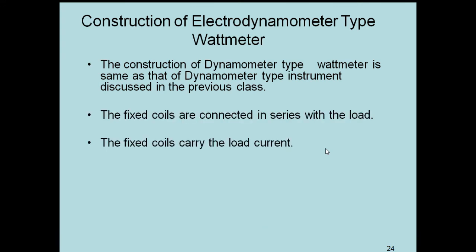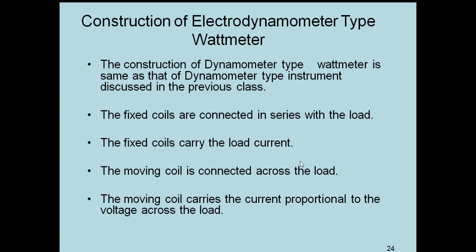Construction of electrodynamometer type wattmeter. The construction of a dynamometer type wattmeter is the same as that of a dynamometer type instrument. The fixed coil is connected in series with the load, and this coil carries the load current. The moving coil is connected across the load, and this moving coil carries a current which is proportional to the voltage applied across the load.